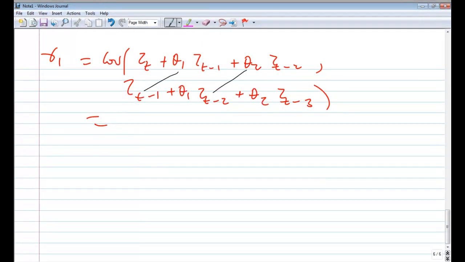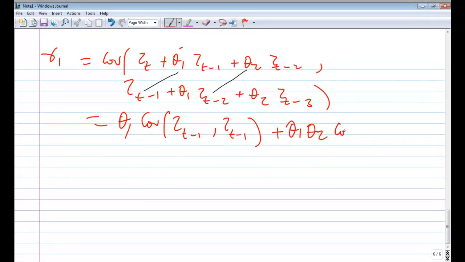So at the end of the day, you're going to have theta 1, which is this one. Because it's a constant, take it out, then you write covariance. Covariance of what? zt minus 1 and zt minus 1. Okay, now we're done with the first one. Then you say plus. You take theta 2 zt minus 2 and theta 1 zt minus 1. Then you multiply theta 1 and theta 2. You're going to get what? Theta 1 theta 2, isn't it? Then include the covariance. The covariance of what? zt minus 2. Yes.